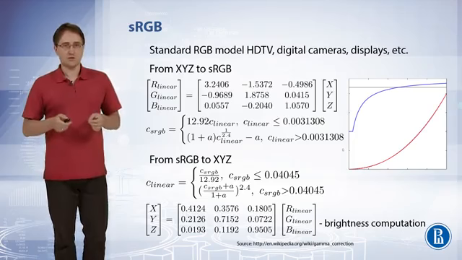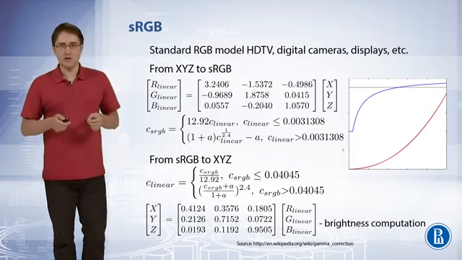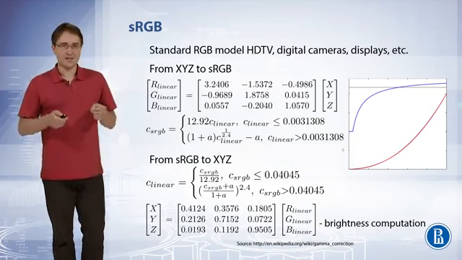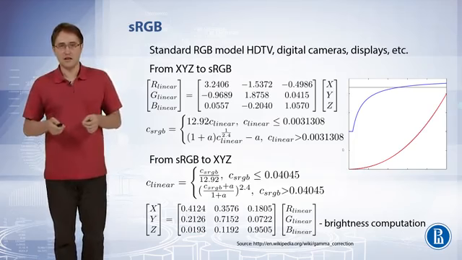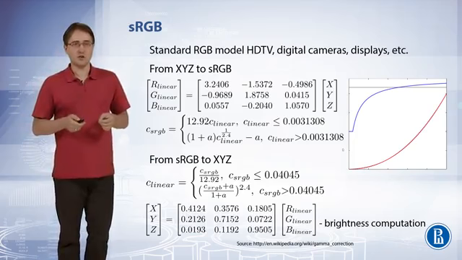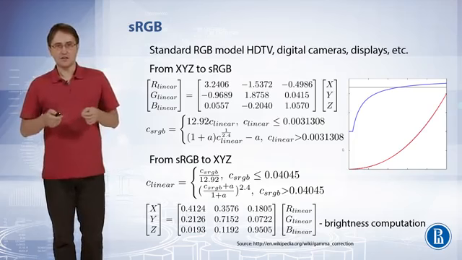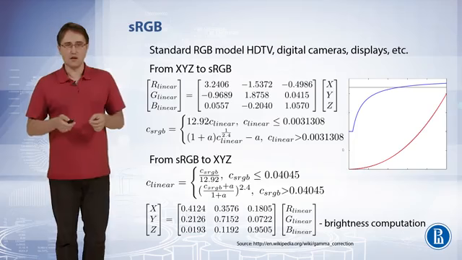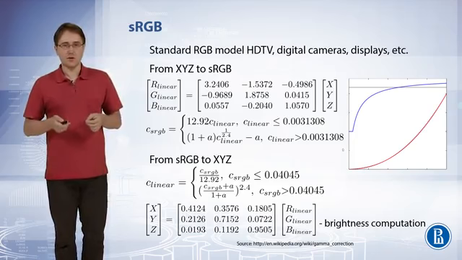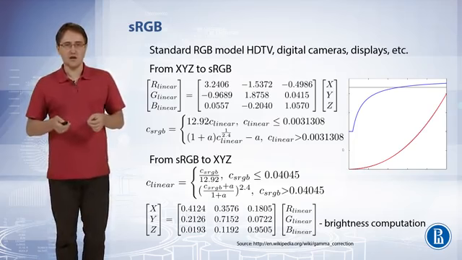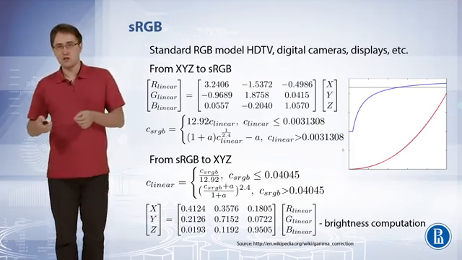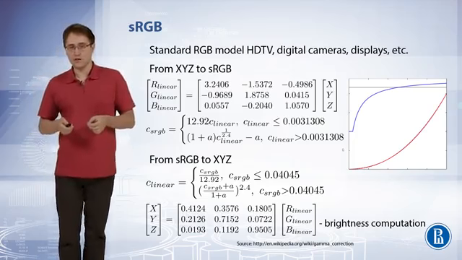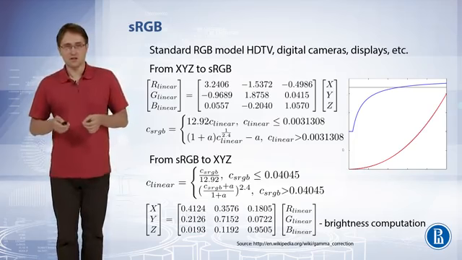To obtain values of the sRGB model from the XYZ model, we need to do two steps. The first step is a linear transformation from XYZ coordinates to linear RGB coordinates. Then we apply a per channel non-linear transformation. If we want to estimate light intensity or brightness from the sRGB model, we need to apply these two transformations in reverse. First, we apply the non-linear transformation to obtain linear RGB values, and then we apply the linear transformation from linear RGB values to XYZ values, and the Y value will give us the brightness of this color.